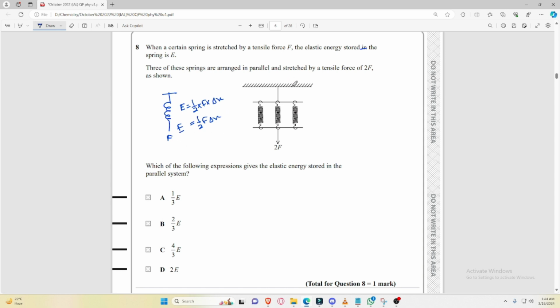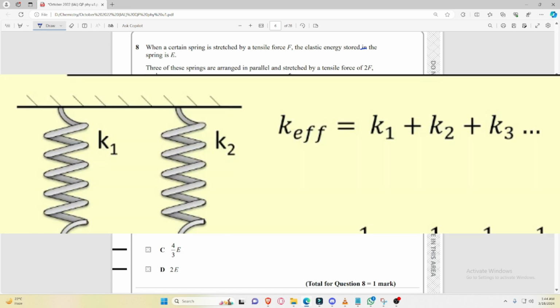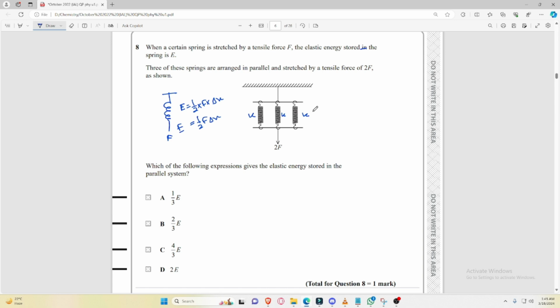Now they told us three springs are arranged in parallel. Now you will learn a new thing. When springs are arranged in parallel, the stiffness constant gets added. So it will be 3K now. Stiffness constant will be 3K and the force is 2F. So if I write this in terms of K, let's say I took the extension in terms of K. Normally the formula is F equals K delta X for one spring. So delta X will be F by K. So if I rewrite the energy, instead of delta X, I can write half times force times F by K.